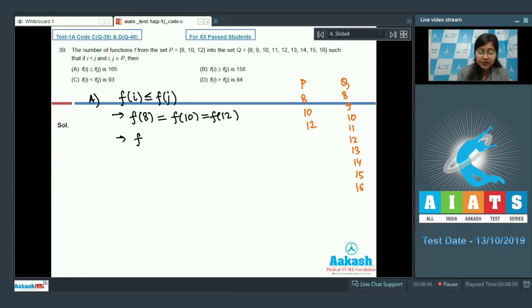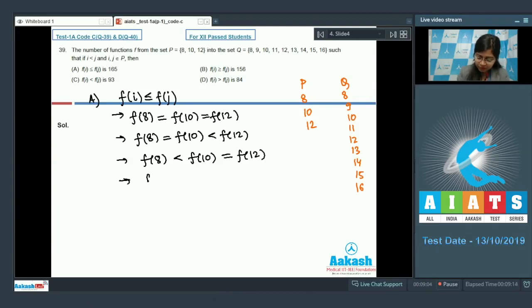Next is any 2 are equal. Let's say f(8) is equal to f(10) is less than f(12). And third is f(8) is less than f(10), when these 2 are equal, that is f(10) is equal to f(12). And fourth case, when f(8) is less than f(10) is less than f(12), right? We have these 4 cases.